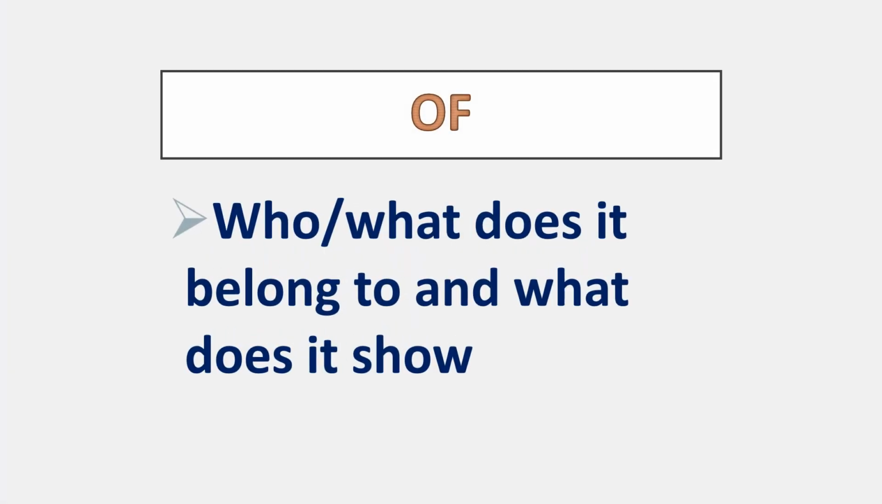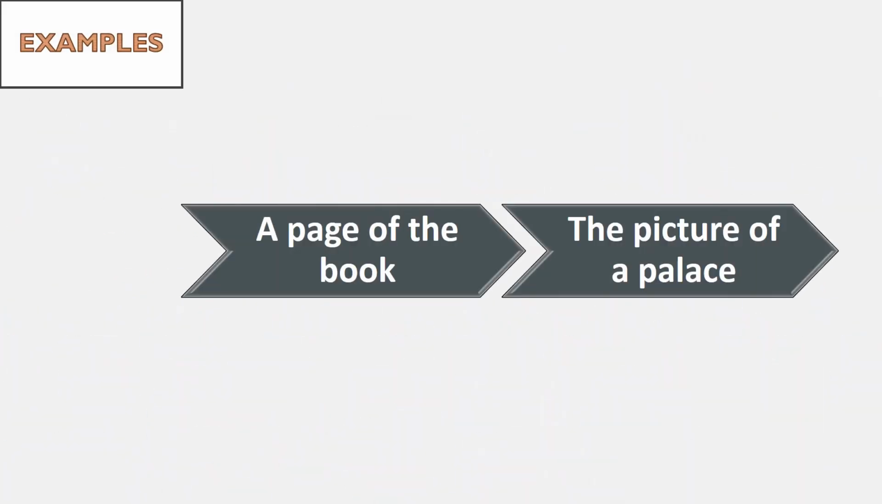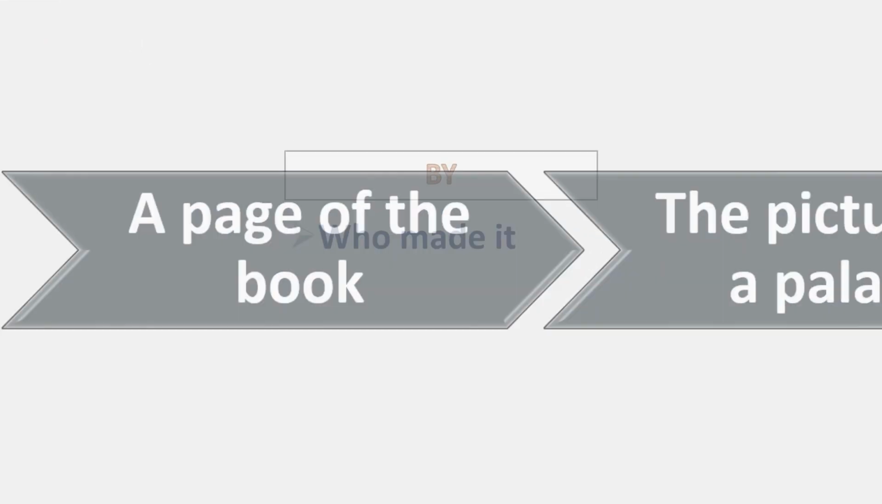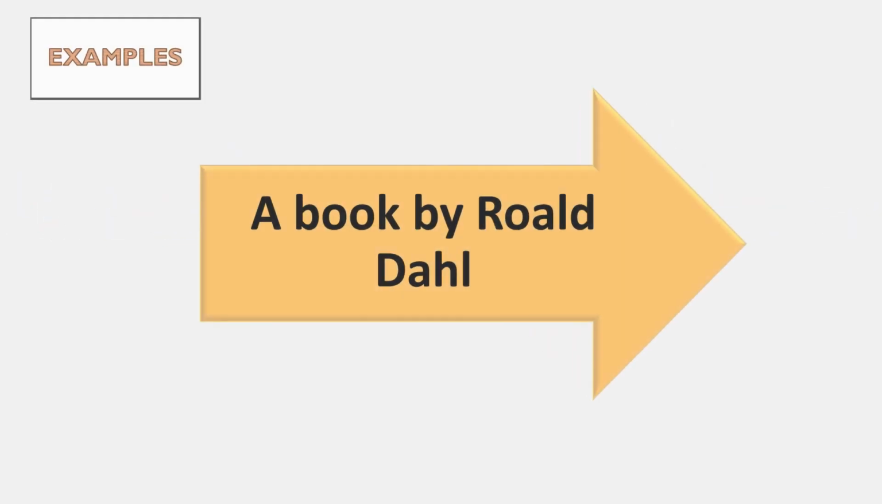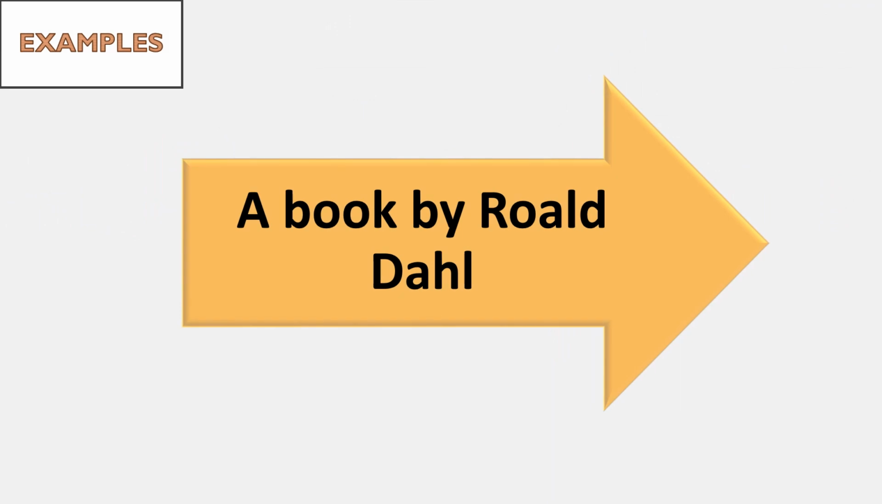"Of" is used with who or what something belongs to and what it shows. For example, a page of the book, the picture of a palace. "By" is used with who made it. For example, a book by Roald Dahl.